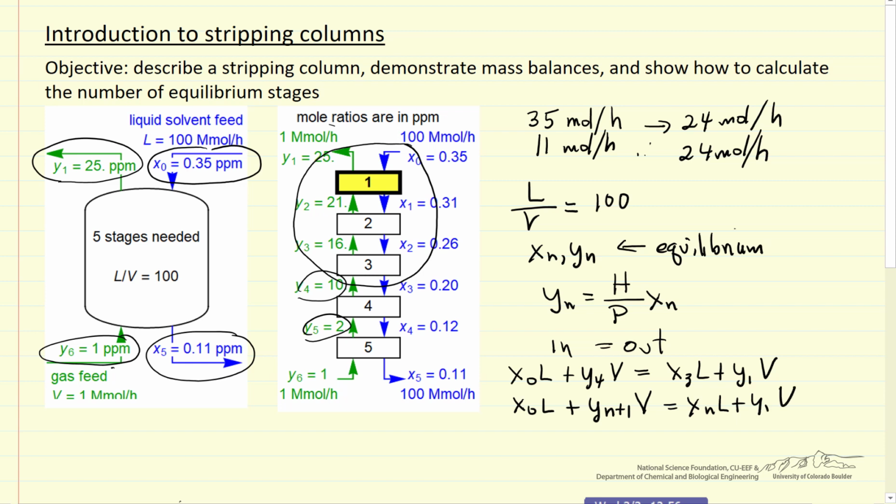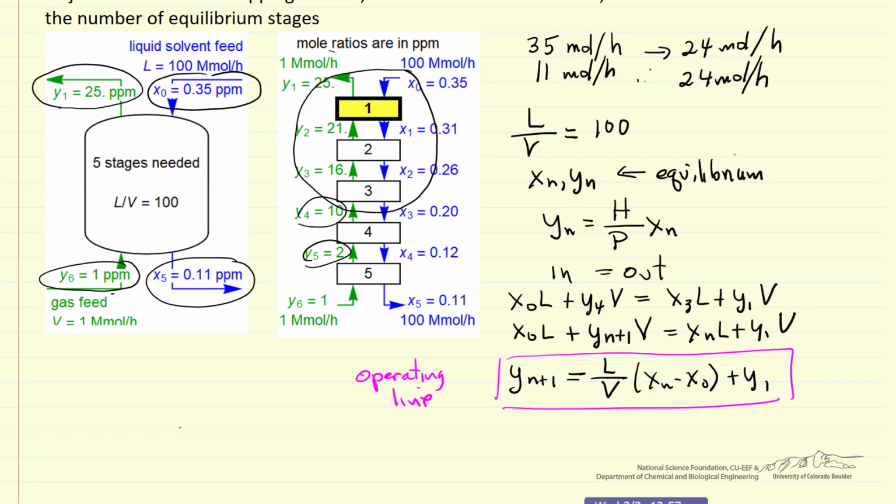This forms the operating line, so let me rewrite it in terms of y versus x. So to determine the number of stages, I'm going to use a plot of y versus x. This is the operating line on that same plot. This then will be the equilibrium line.